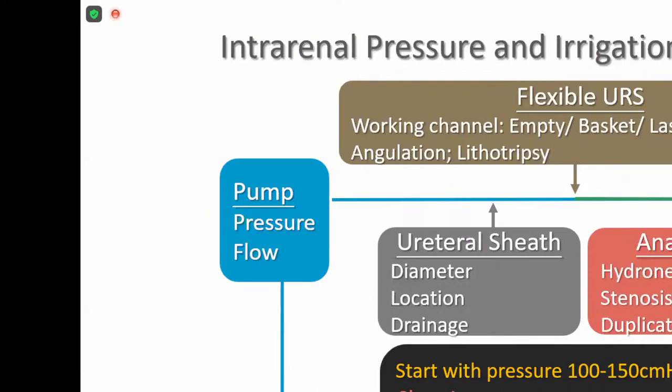We start with a pumping system with the pressure at about 100 to 150 cmH2O, just to make the vision really clear. Because if you have blurry vision, you cause bleeding, and things will get worse. If you can see clearly, we will not upgrade the pressure, because I think it's not a good thing. And we keep the fluid and sheath drainage, keep a slightly dilated renal pelvis, and adjust the pressure as low as possible.